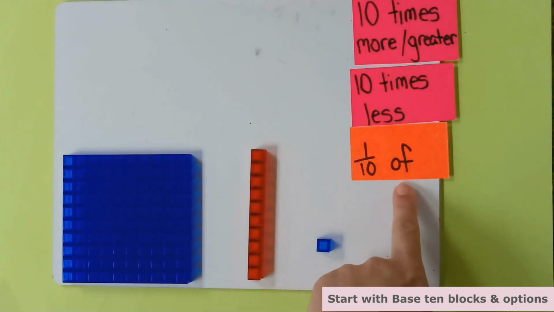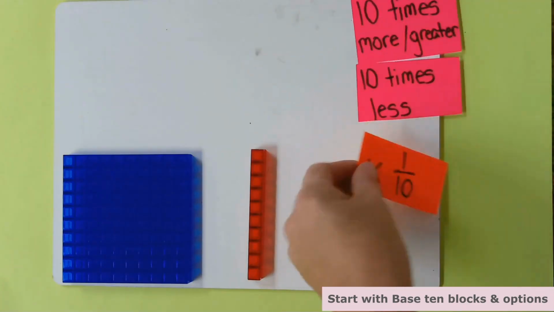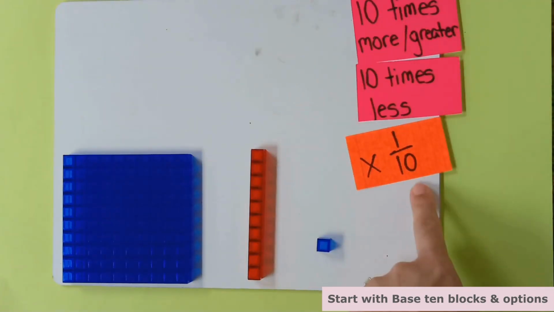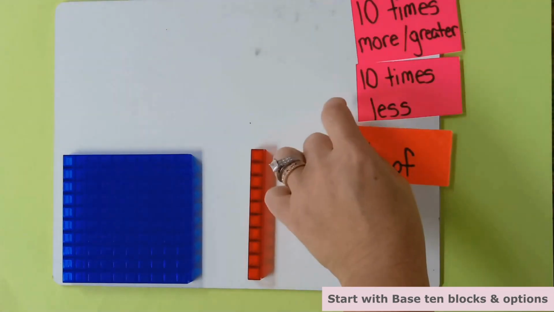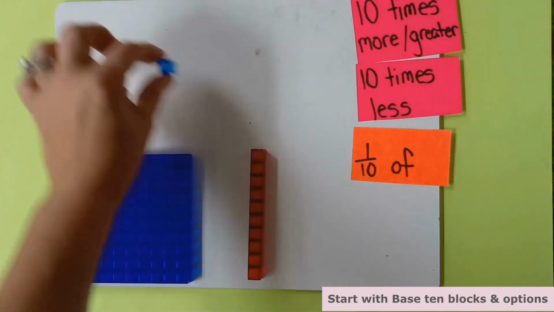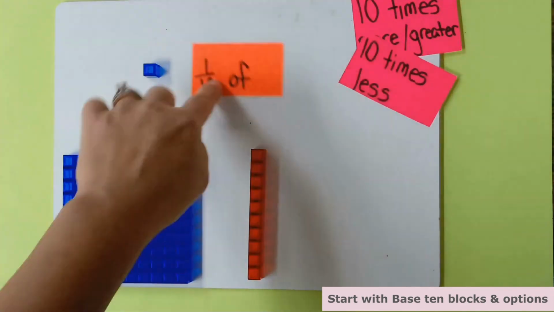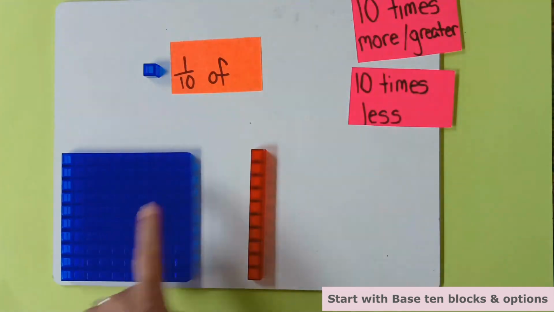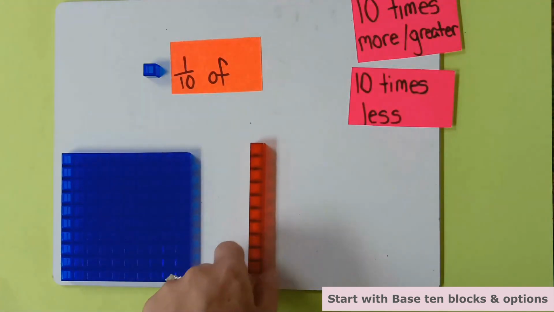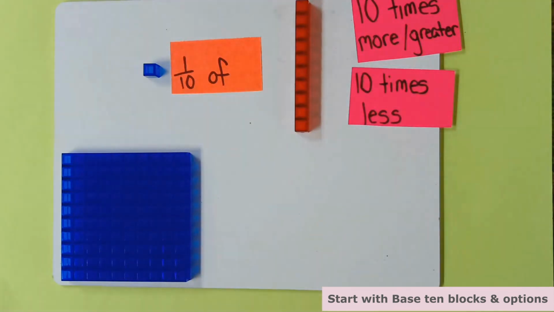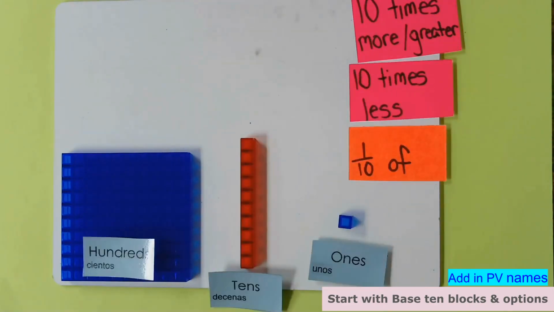When introducing this new language of 1/10 of, it's a connection to decimals and fractions because we are taking a part of the whole, which leads to dividing it into 10 pieces. So here we're thinking backwards of what is this part 1/10 of?